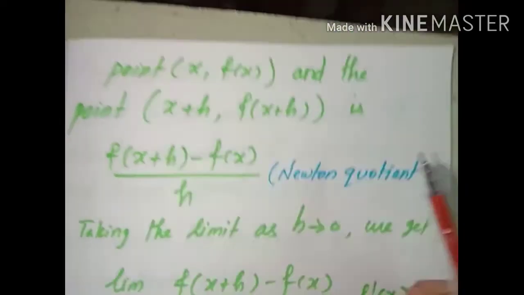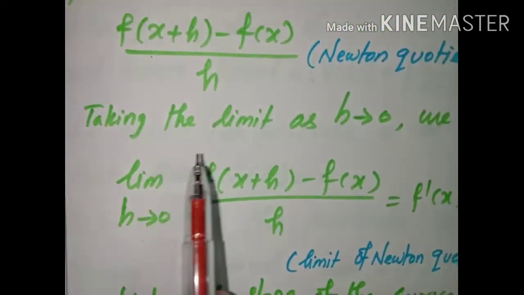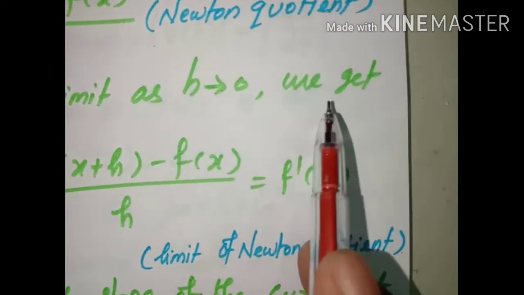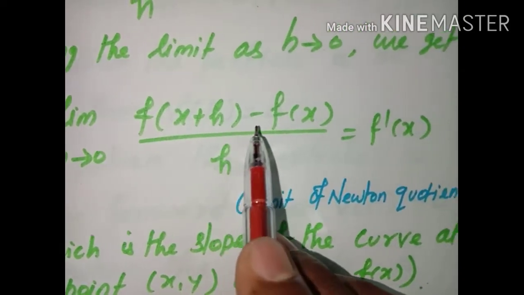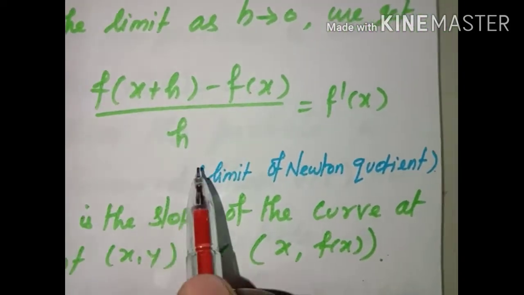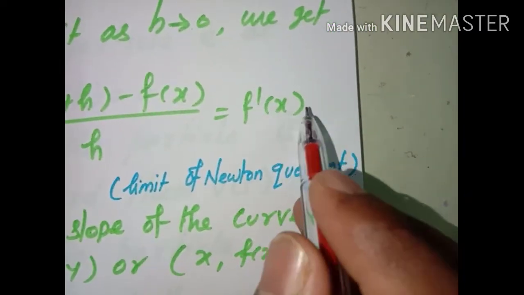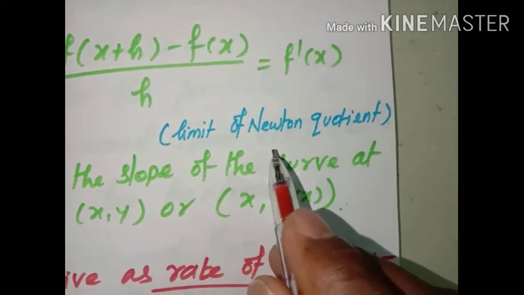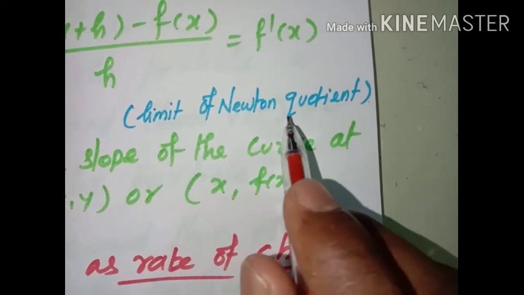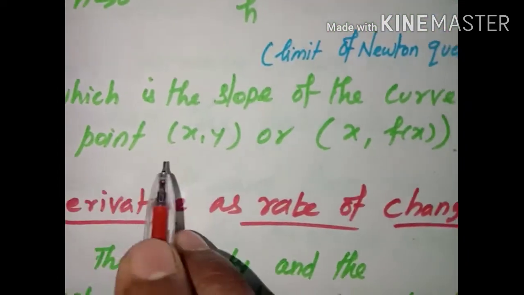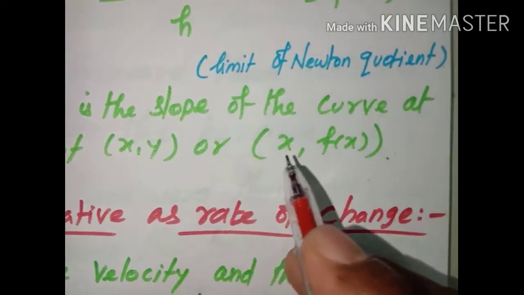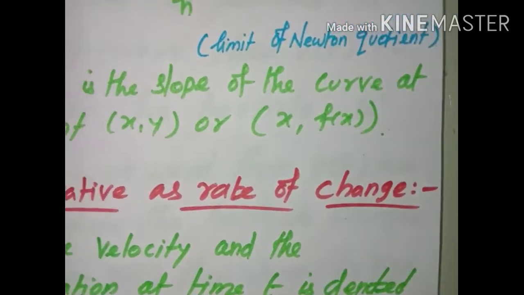Taking the limit as h tends to 0, we get limit h tends to 0 of f of x plus h minus f of x divided by h equal to f dash of x. So the limit of the Newton quotient is the slope of the curve at the point (x, y) or (x, f of x).